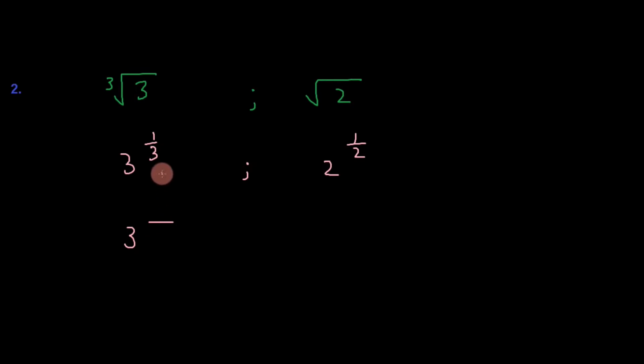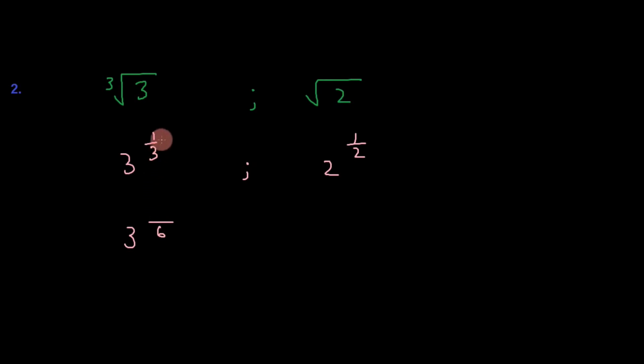So we have the cube root of 3 and we have the square root of 2. Now we can write these in exponential form. The cube root of 3 is 3 to the 1 over 3. And the square root of 2 is 2 to the 1 over 2. Now we look at the fractions in the powers and we find the LCD. In this case, the LCD is 6.